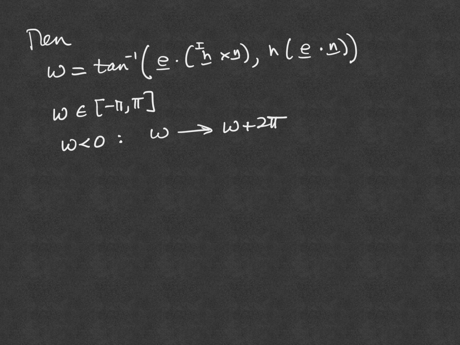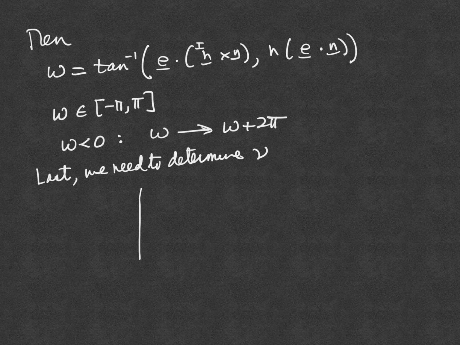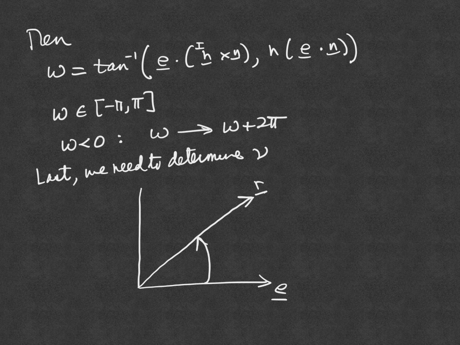So that changes this to be a positive angle always. So now we're done with the argument of the periapsis. The last thing we need to do is compute the true anomaly. The diagram for the true anomaly looks really similar to what it looked like for the argument of the periapsis, because the angle nu is the angle between the eccentricity vector and the position. So this is the angle nu.